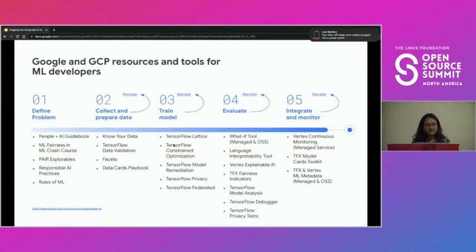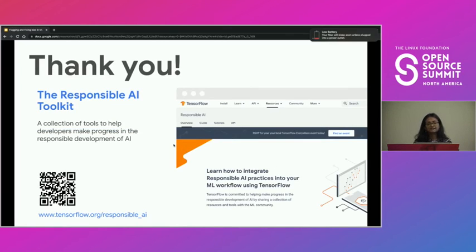So with that, there are several offerings that we have to make your workflows fairer. And a lot of these offerings are open source. So be sure to use them. And with that, thanks a lot.